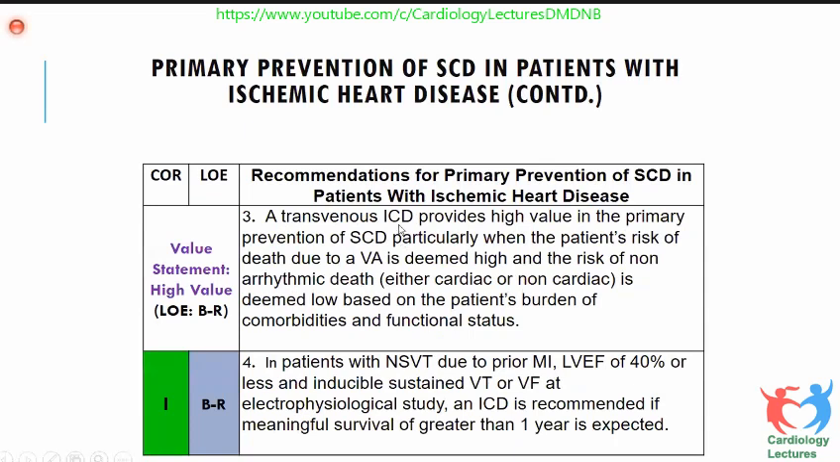On top of that, if you think of patients who are significantly high risk due to VA, then you need to really go for identifying high-risk patients. Then here is the non-sustained VT due to prior MI, ejection fraction 40% or less, and inducible VT or VF at EPS. So this is also another Class 1 indication. Kindly remind you that all Class 1 indications have this additional criterion, if you think that a meaningful survival of greater than 1 year is expected.